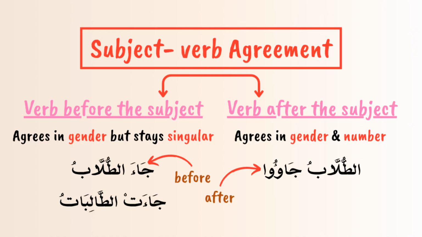The last example we have is الطالبات جئنا. The female students came. It's the same thing. The verb came after the subject, so it agrees with the subject in gender and number. الطالبات is feminine and plural, so جئنا is feminine and plural.